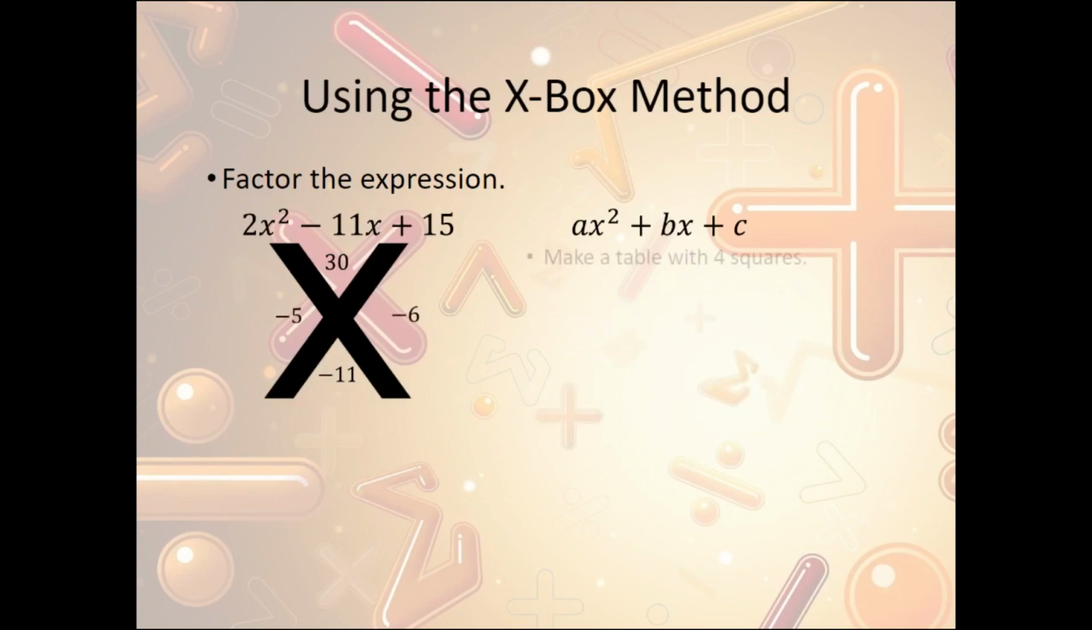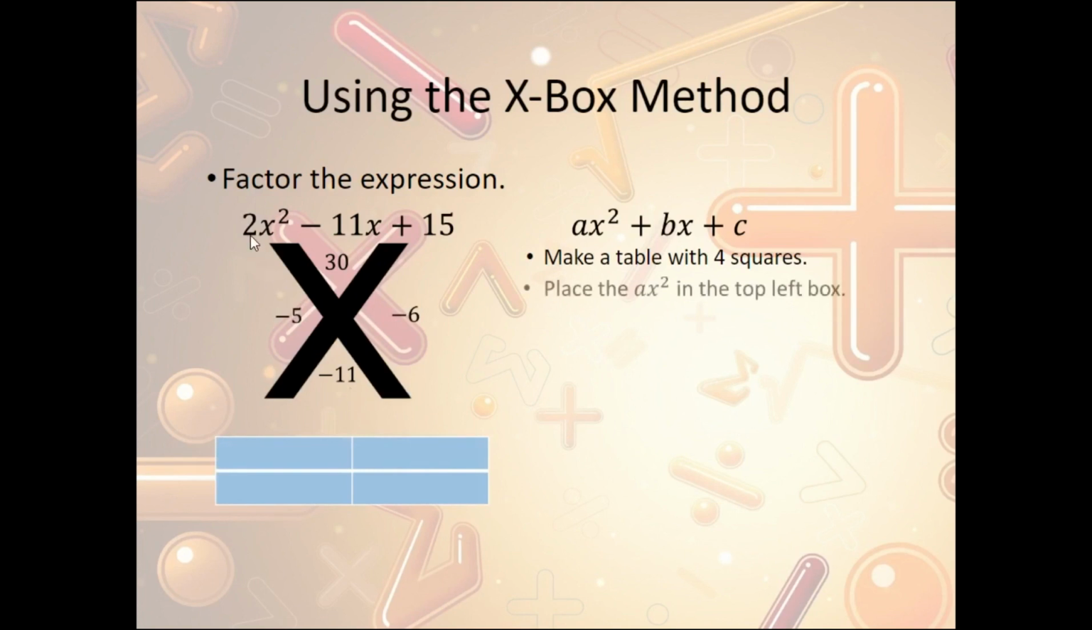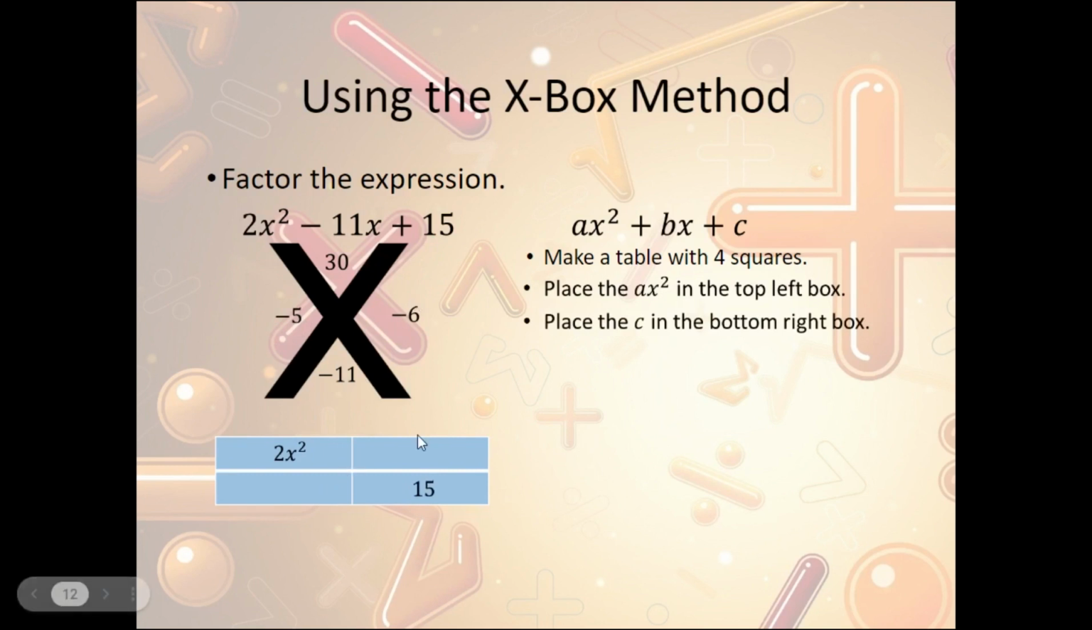Now we move to the box part. So there's our box, and we put in x squared here in the top left. So this is 2x squared. And we place c in here in the bottom right. So that's 15, so that goes there. Then we place these parts here. So negative 5x and negative 6x go in each of these boxes. And again, it doesn't matter which one goes where. So there we go. Now we just need to figure out what the common factors are.